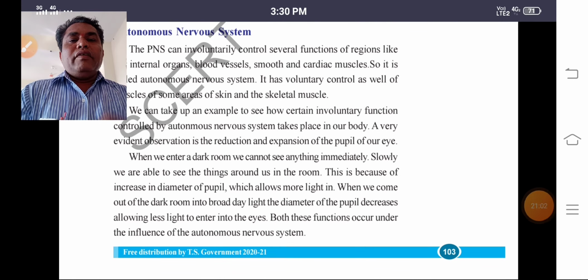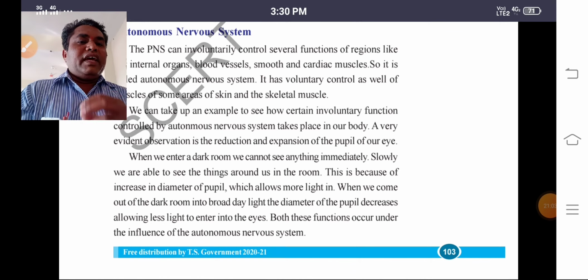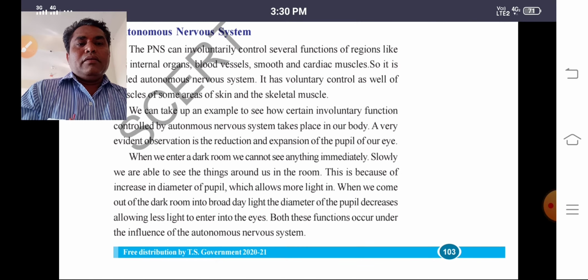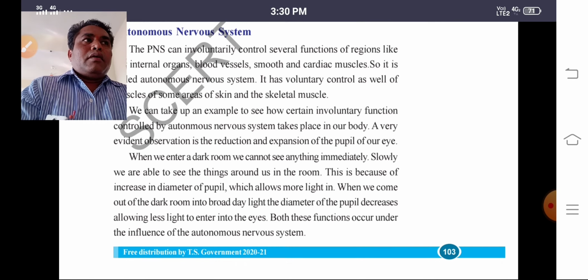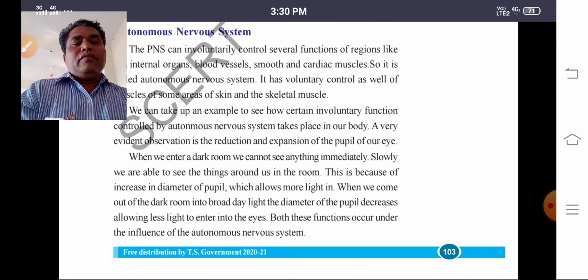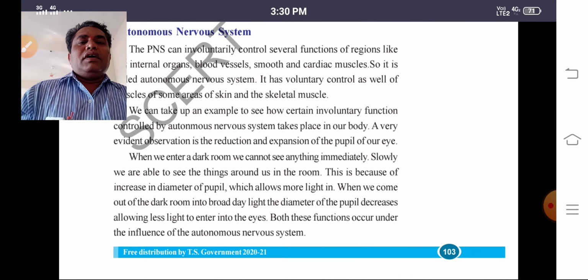Next, when we enter a dark room we cannot see anything immediately. Why? Because outside in daylight we have an expanded pupil; slowly we are able to see the things around us in the room. Why? Because the pupil will be constricted. So this is because of increase in the diameter of the pupil.